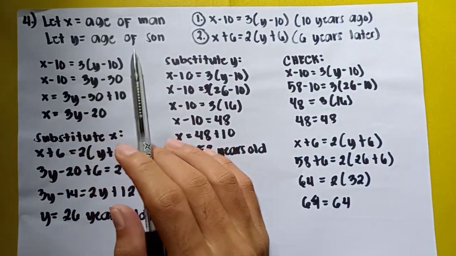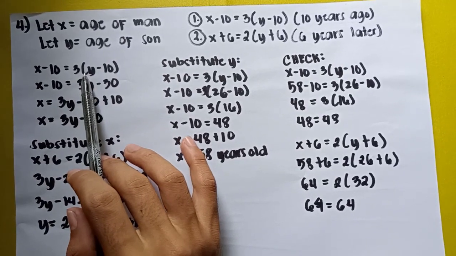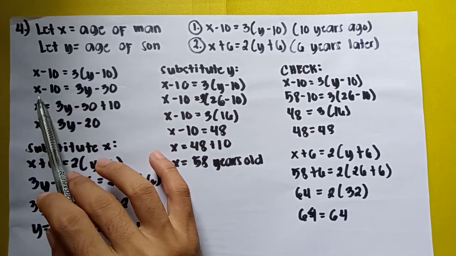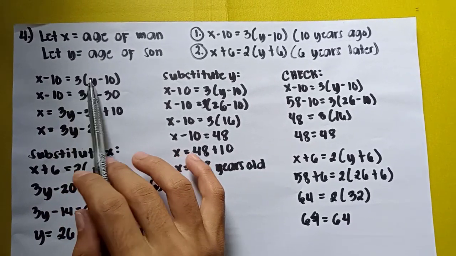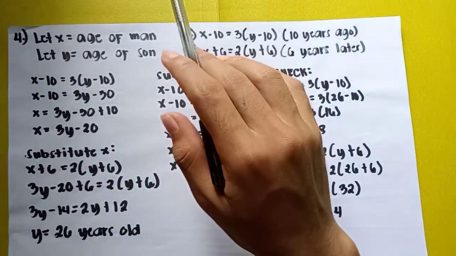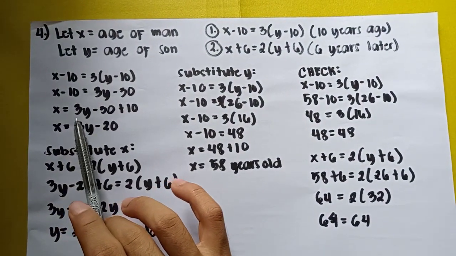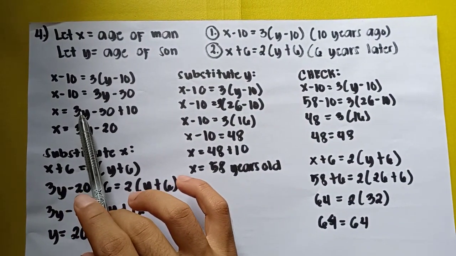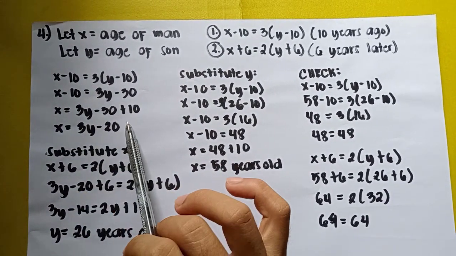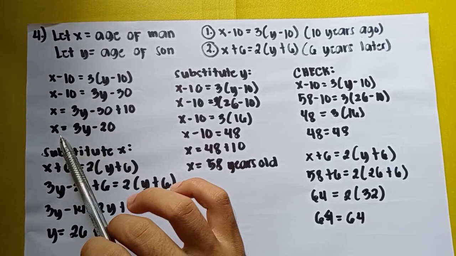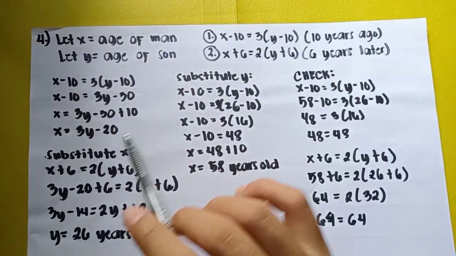So our first formula, x minus 10 equals 3 times y minus 10. So x minus 10 equals 3 times y is 3y. 3 times negative 10 is negative 30. x equals 3y minus 30. Then we will transpose negative 10 to the right side. So it will be positive. x is equal to 3y minus 20.